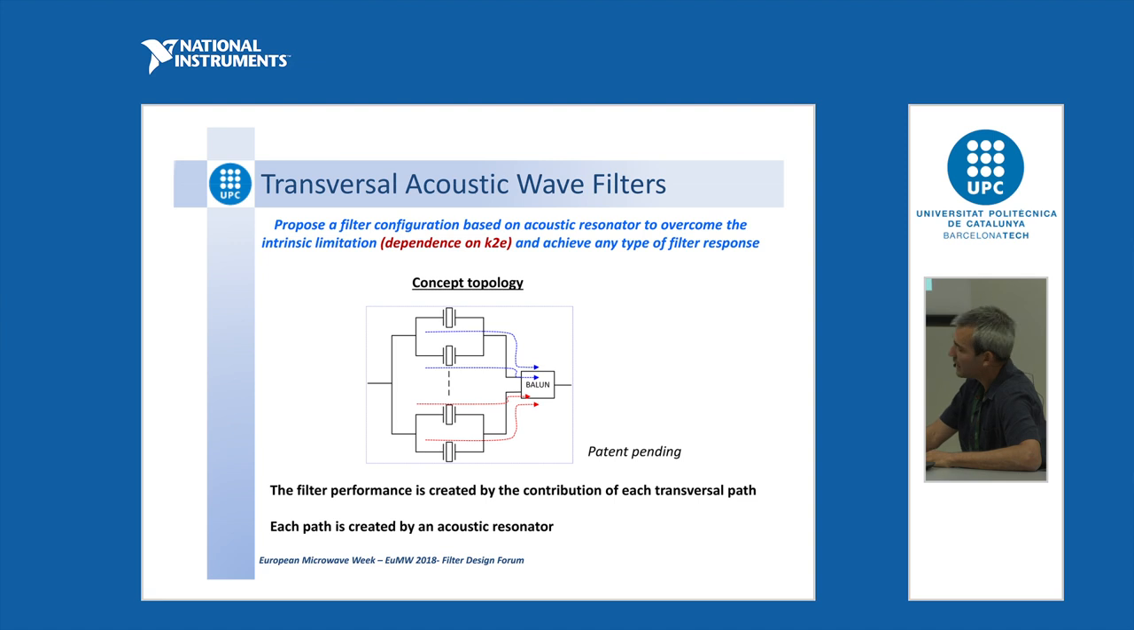That's what we say here, and that topology is what we call the transversal acoustic topology, right? And you can see here that in that case, the resonators are not arranged in a ladder way, but now they are arranged in a transversal way. And the final filter response is created by the contribution of all these different paths, right? It could be like a filter bank, right?